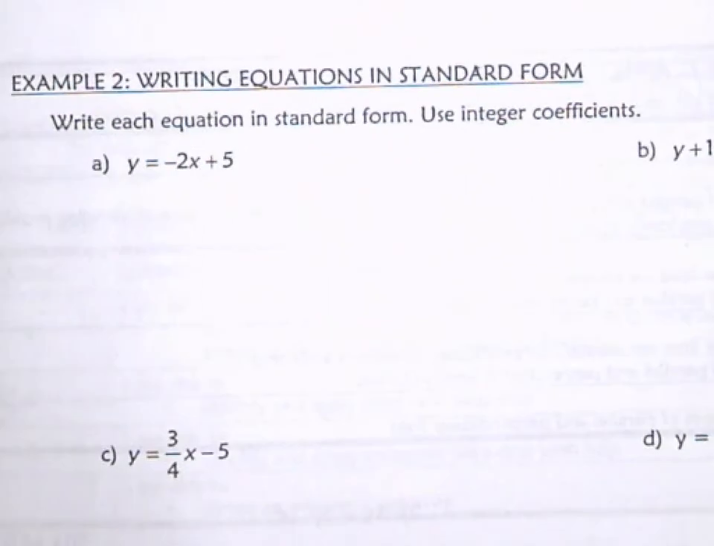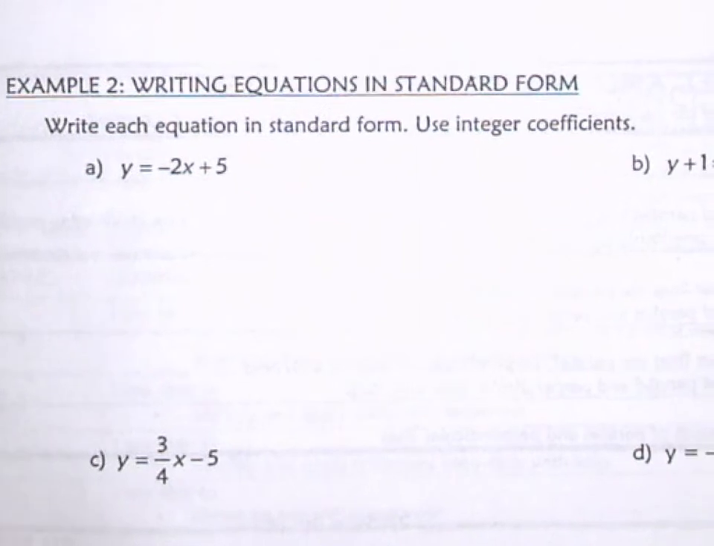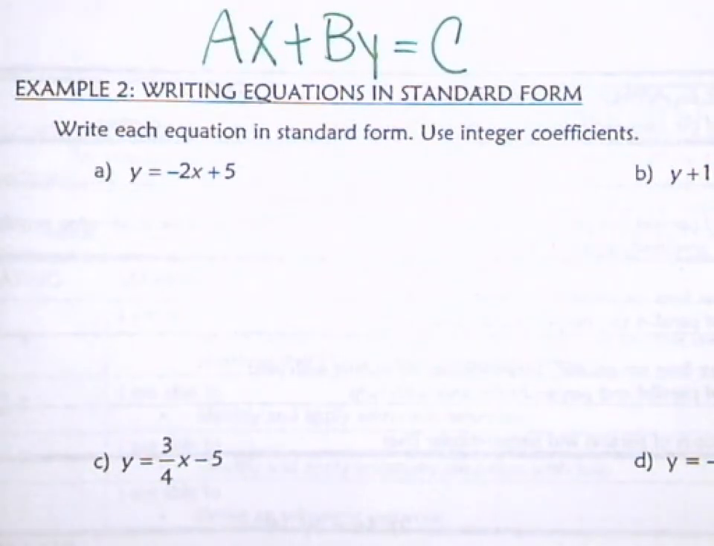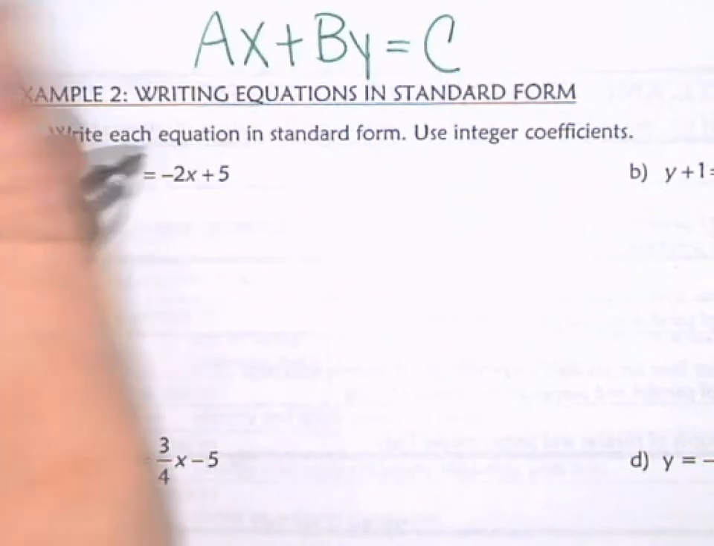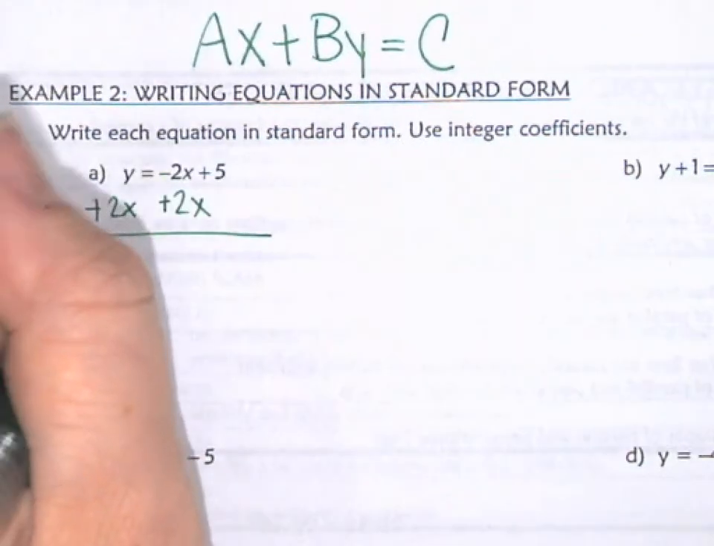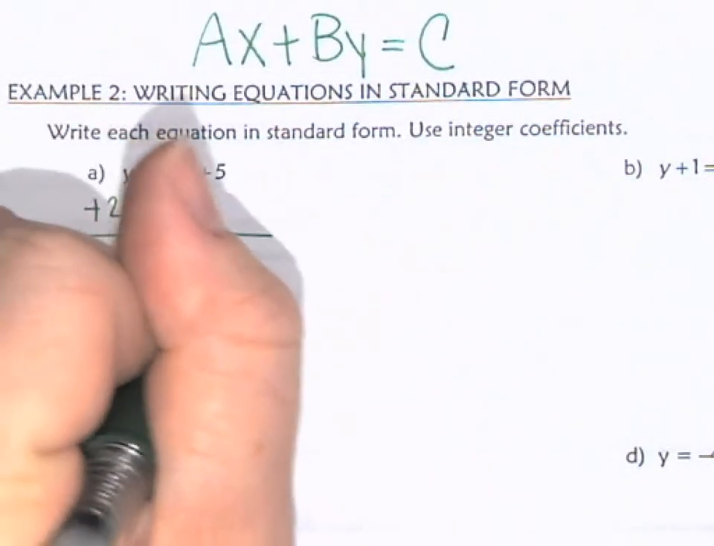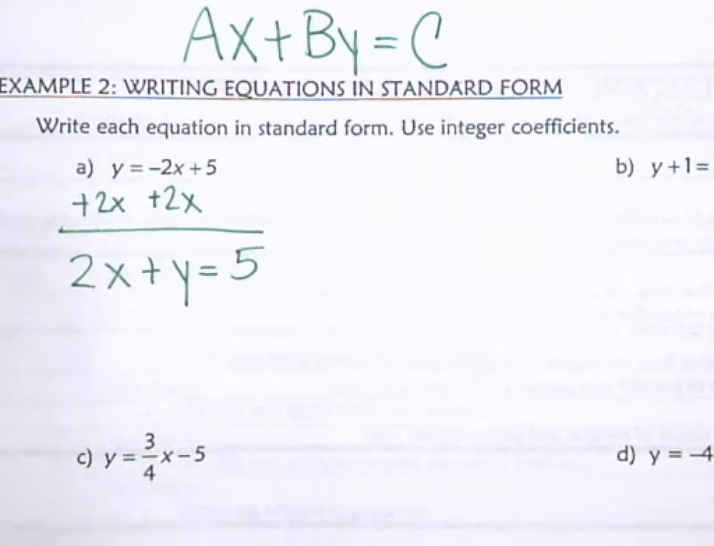All right, so we can also change the equation to standard form using integer coefficients. So remember, we need to have ax plus by equals c. Sometimes it's easier to graph or to look at data in different ways. So this one will start by adding 2x to both sides. So 2x plus y equals 5. So that's all you have to do for the first one.